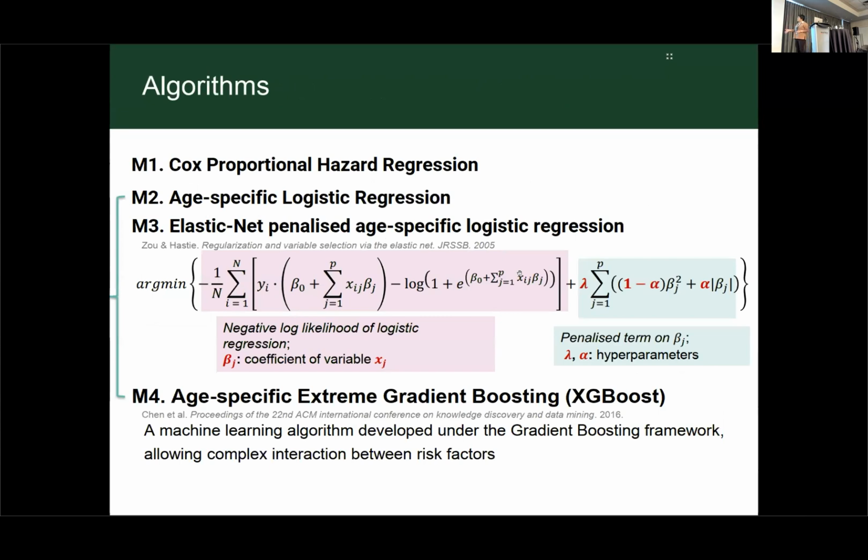So these are the 4 models we investigated. The last one is the machine learning model called XGBoost. It's based on the gradient boosting framework, which allows complex interactions between different predictors, the risk factors in the data set. The first one is a very traditional approach to time-to-event analysis, which is Cox proportional hazards regression. And the second and third are both logistic regression, but one is a modified logistic regression for the prediction performance.